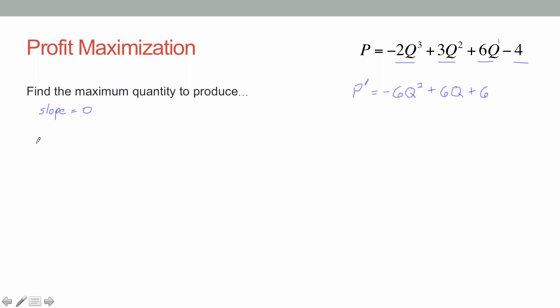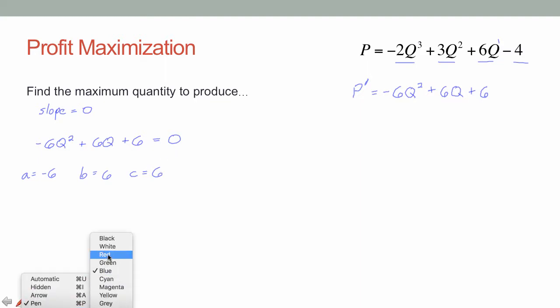Well, I just set my function: when does negative 6q squared plus 6 times q plus 6 equal 0? We're going to find the value for quantity. How much should I produce to get the maximum possible? Well, this is a quadratic equation right here, right? I have a value for A is negative 6. That's the coefficient. My value for B is 6. We've reviewed quadratic equations and the quadratic formula in the last few weeks. And my value for C is 6 as well. And we can use my quadratic formula.